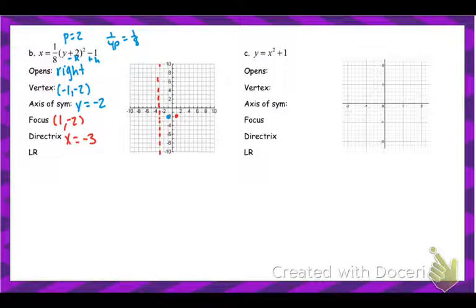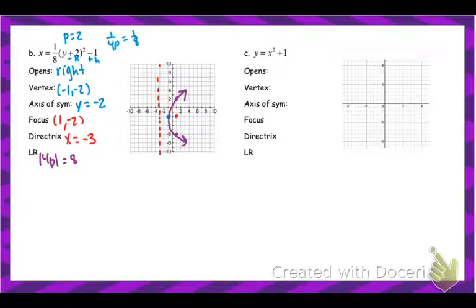To get the other 2 points on our graph, we'll find the latus rectum. The absolute value of 4p is 8, so the total distance is 8. That means I'm moving 4 away from the focus to get those other 2 points. And there's my right-opening parabola.